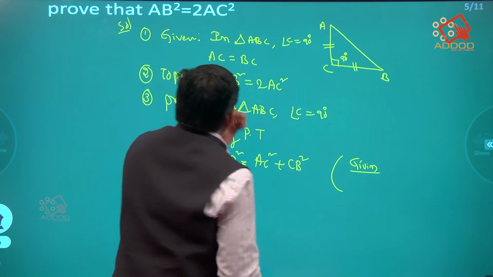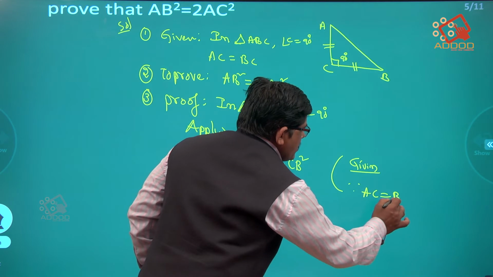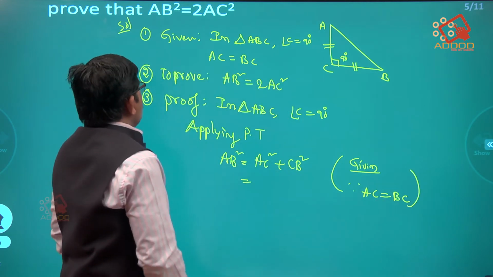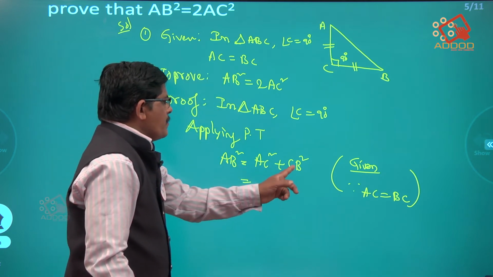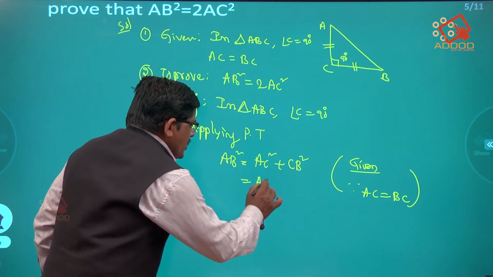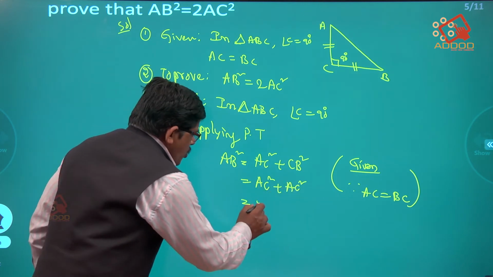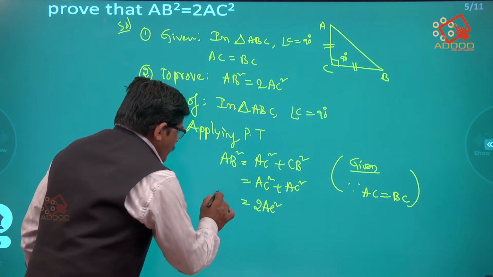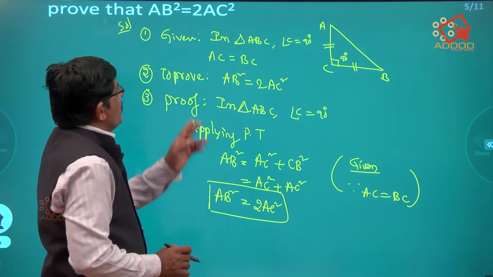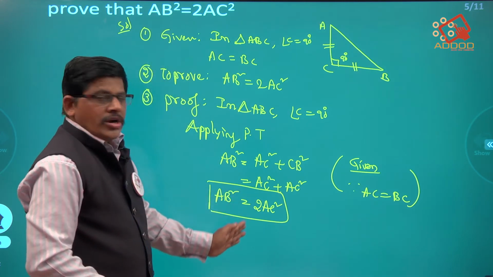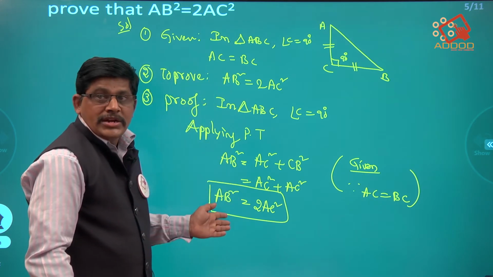Since AC is equal to BC, place AC in the position of BC. Therefore, AC square plus AC square, that is 2 AC square. Therefore, AB square is equal to 2 AC square. Hence, this statement is proved. This is the condition we had to prove.